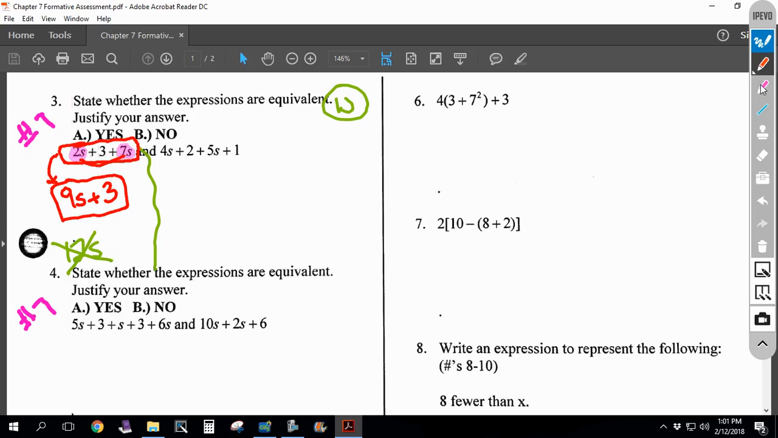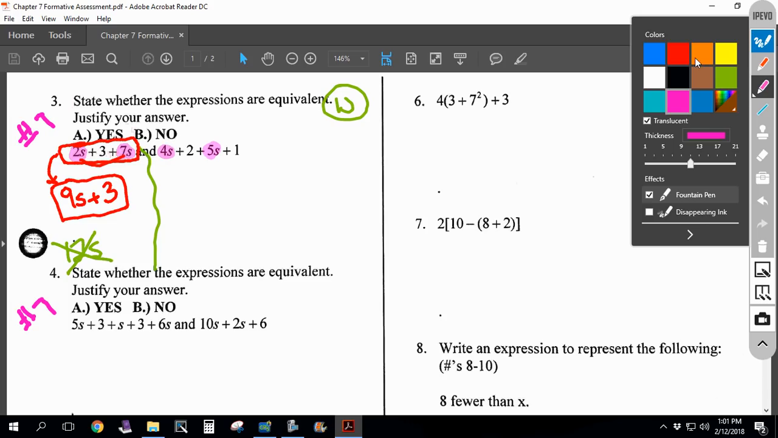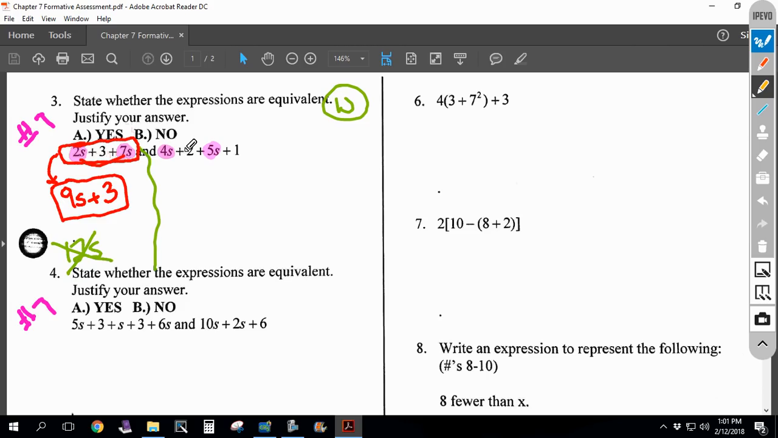So let's do the same thing over here. Let's look for like terms first. I see 4 sharks here. I see 5 sharks here. Change colors. Now we're going to see a constant of 2. Notice the words I'm using: constant, coefficient, like terms, and all the terms you're hearing. I'm trying to use them.